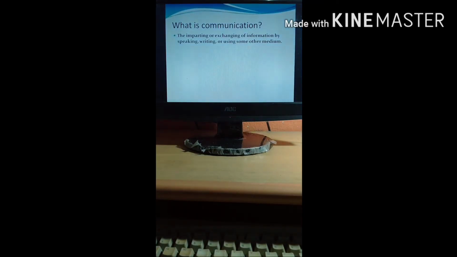Here you can see the communication: the imparting or exchanging of information by speaking, writing or using some other medium. It means in any way, if you are communicating with any other person, it may be in writing or using other medium like words or any other language, it is called communication.